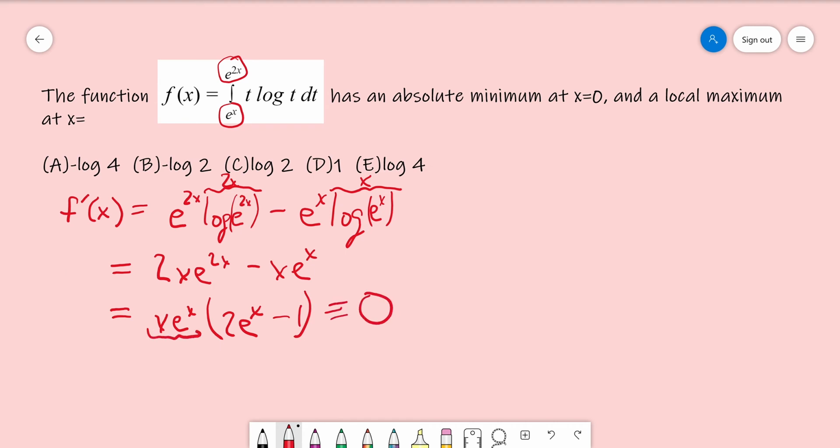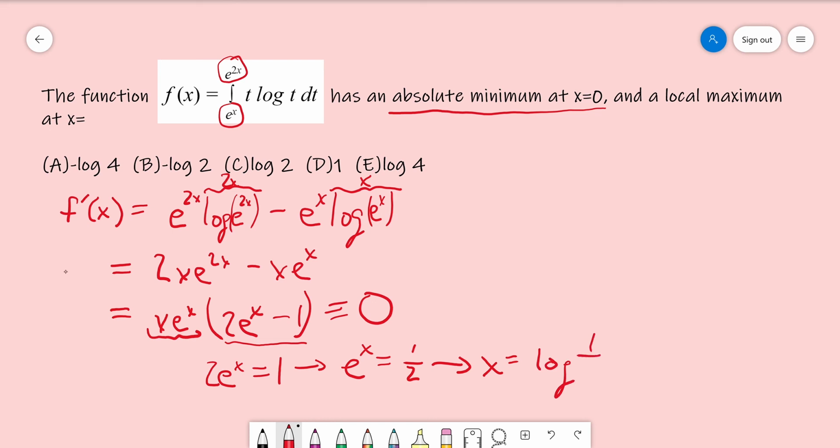Now we know that this part won't be 0 because we're already told that at x equals 0 we have an absolute minimum. So at every other point x is not equal to 0, and e to the x is never equal to 0. So we just have to figure out when 2e to the x minus 1 is equal to 0. So that's going to be 2e to the x equals 1, or e to the x equals 1/2, or x equals log of 1/2.